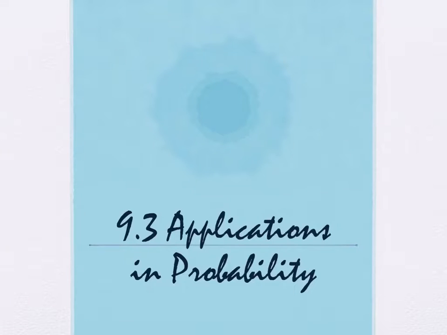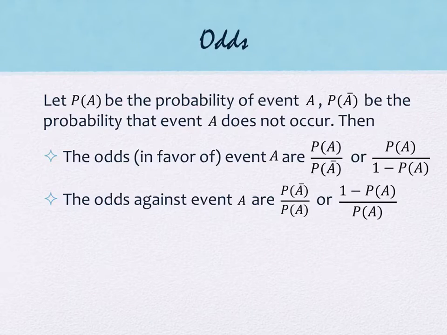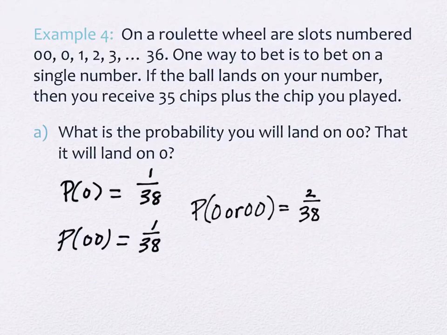Today we're going to finish section 9.3, which is applications and probability. The first application that we had looked at and talked about last time was called odds. And then the second application that we were on last time when we left off was expected value. And so we're going to pick up on expected value with our final example.